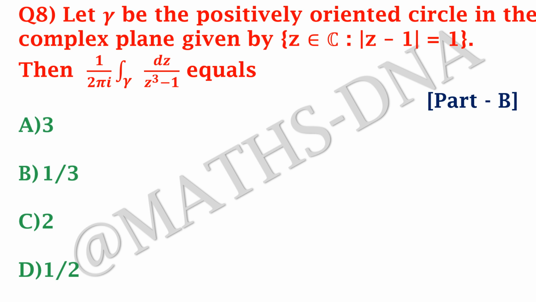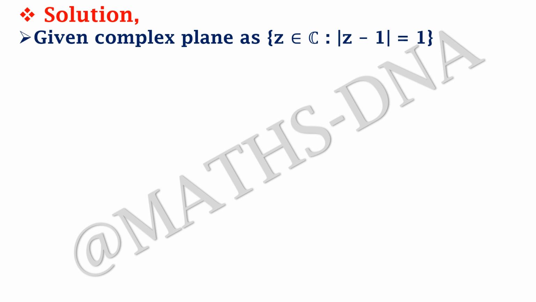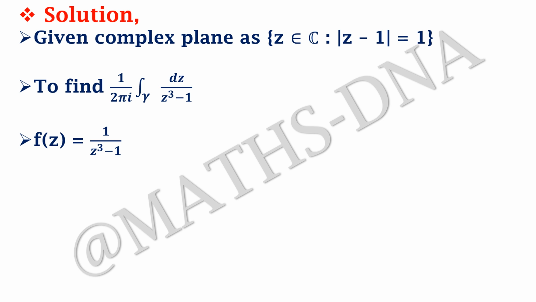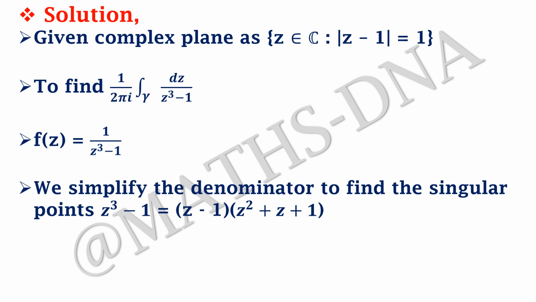Now this question was also simple. If you just know about the Cauchy integral formula, you could easily have solved it. Let me show you how. Firstly, it is given to us that the contour in the complex plane is mod z minus 1 equals 1. And we have to find the value of 1 upon 2 pi i integral over gamma of dz upon z cube minus 1. Here we have f(z) equals 1 upon z cube minus 1, and we firstly find the singularities, that is, the denominator is solved: z cube minus 1 equals (z minus 1) into (z square plus z plus 1). We do this to check at which points the function is not defined.